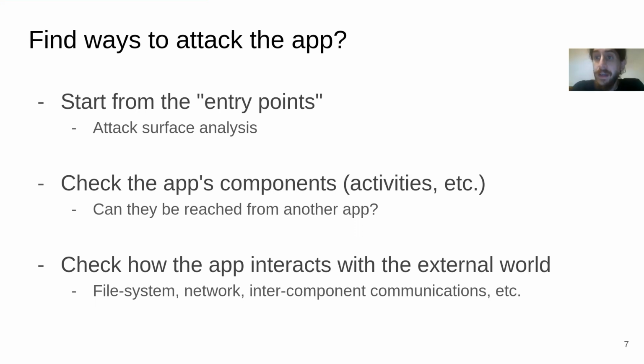Then another thing would be to see how this application interacts with the external world, because maybe there are some problems in the way this interaction is carried out, and the attacker can jump in and do something bad. Okay. Again, external world, I mean it in the very broad sense. It could be talking to the network, or writing a file, or contacting another application. Okay.